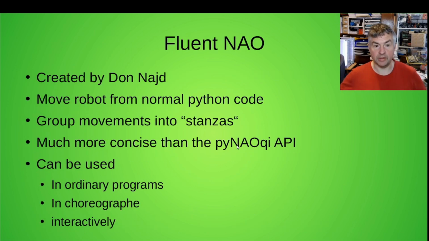So FluentNAO then. FluentNAO was created by a guy called Don Nagy, and it aims, as I said, to move the robot using Python code. It groups movements into stanzas, which are small groups of single movements, and it's much more concise than the code that we've just seen. One of the great benefits is that it can be used anywhere. You can use it in ordinary programs, you can use it in Choregraphe applications, you can even use it interactively. In a minute I'll show you, using the Python REPL, how you can interactively control NAO from Python using FluentNAO.